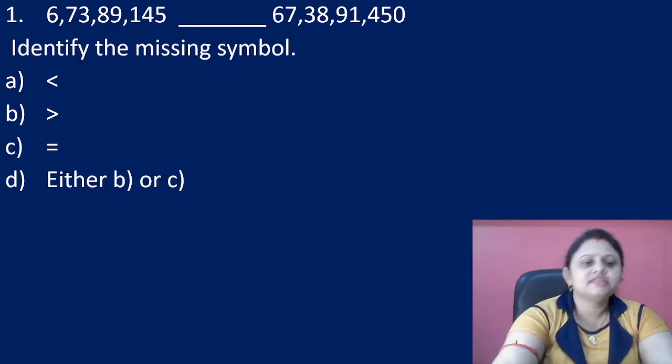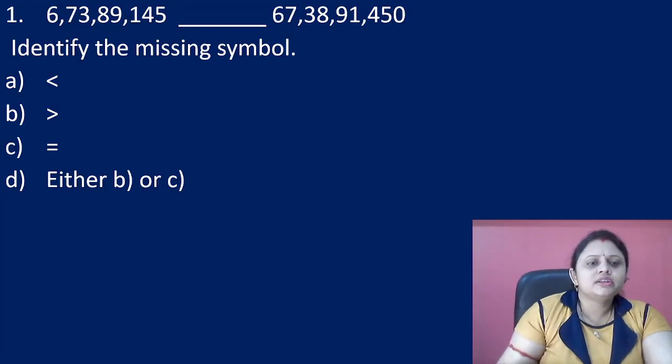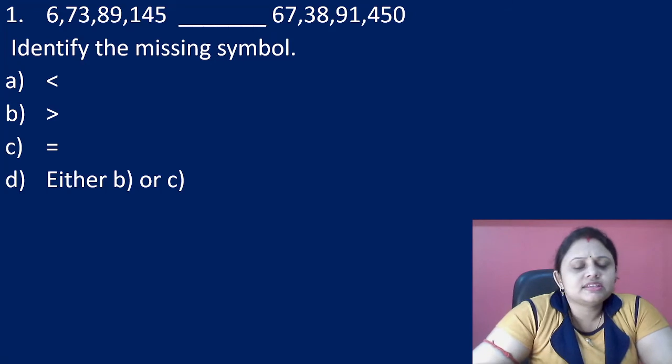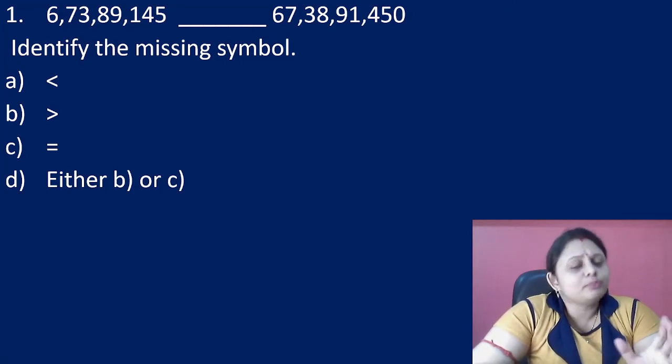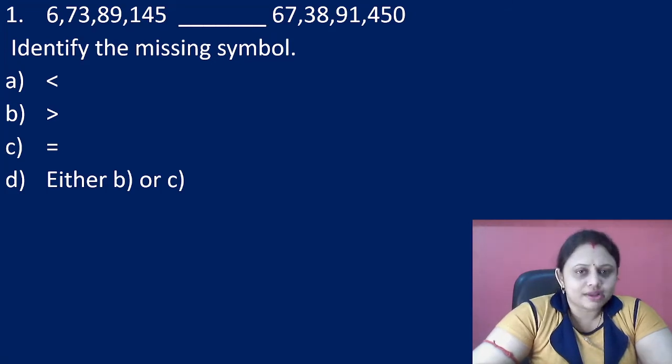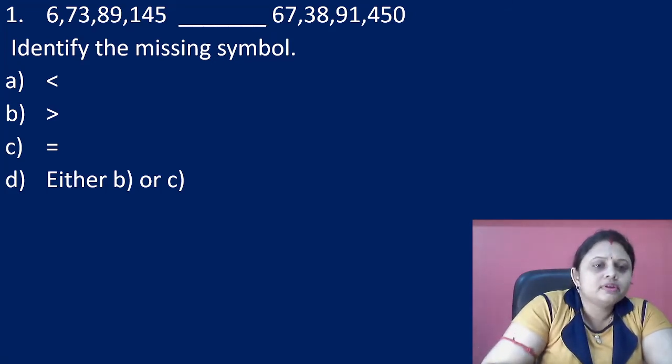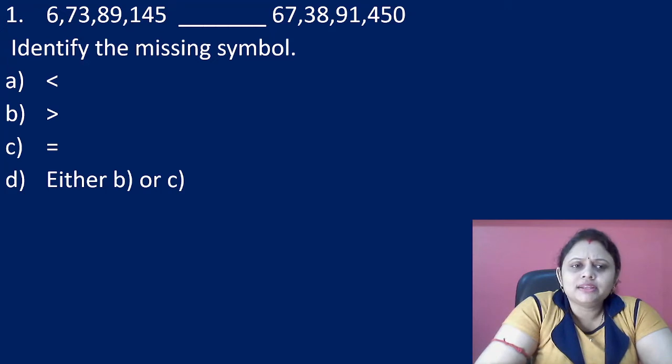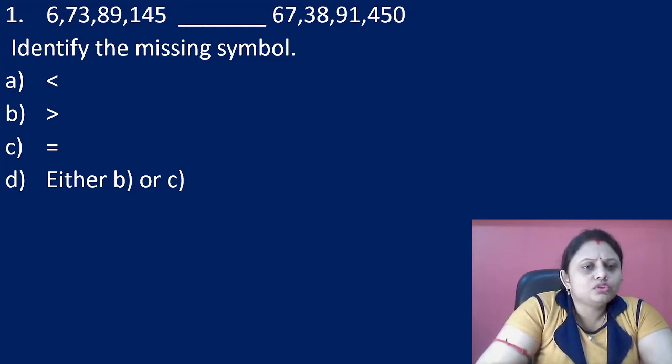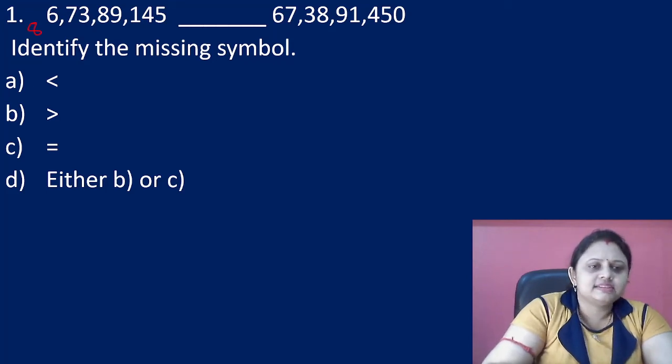Let's start. What is the question? This is a number, this is another number. Identify the missing symbol. That means we have to compare these two values. First we will check how many digits this number has: 1 2 3 4 5 6 7 8. So this is an 8 digit number.